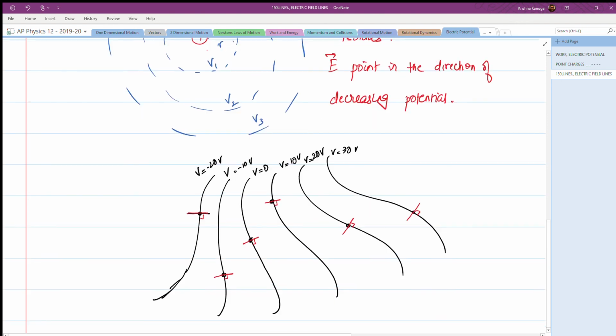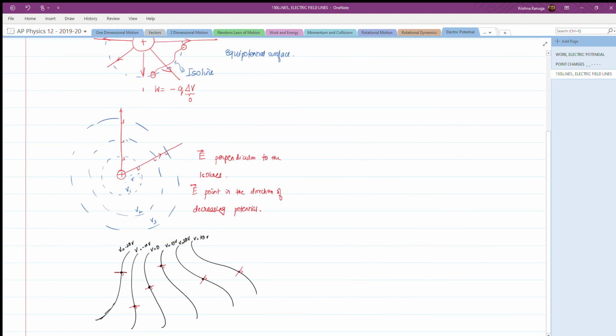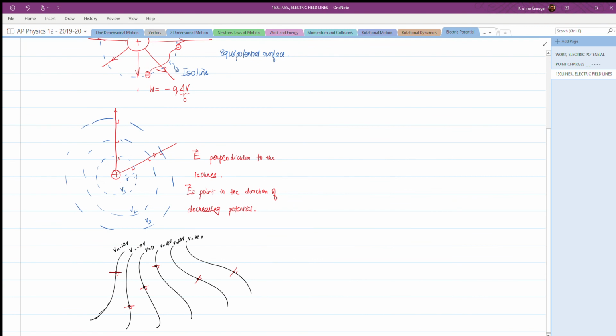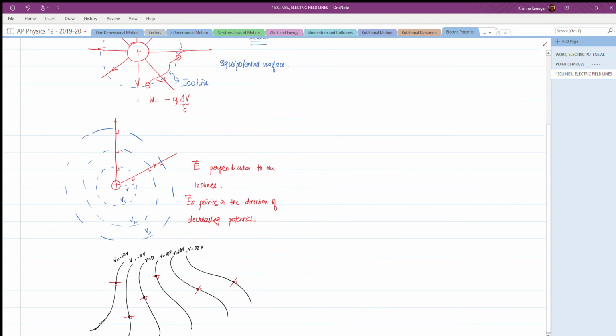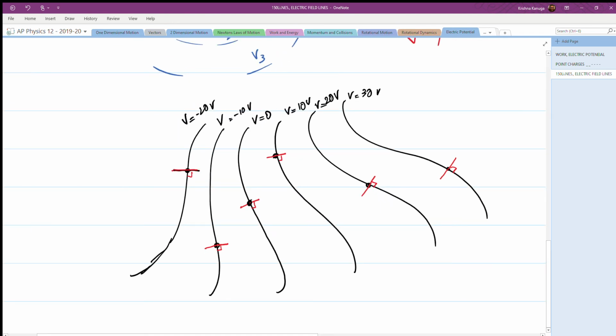Now we also need to figure out the direction. If you see what we said earlier, E points in the direction of decreasing potential. So in this case, the potential is decreasing from right to left. So our electric field lines are going to point in this direction.